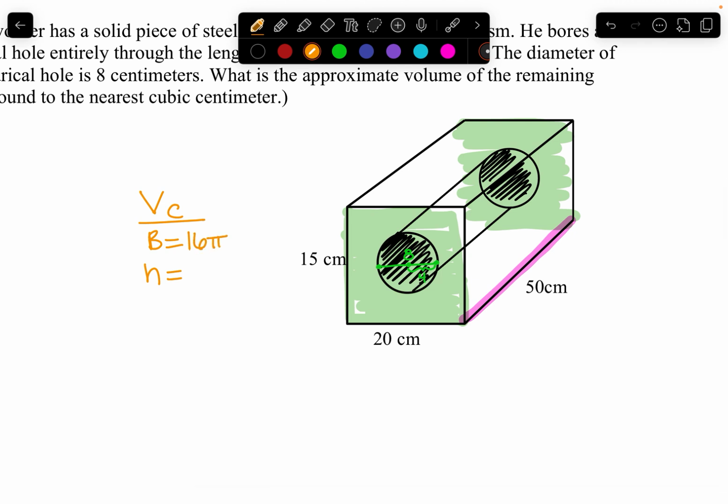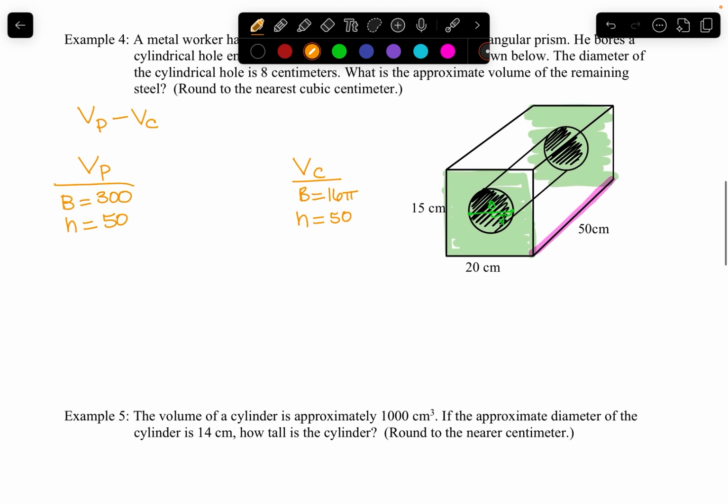And then the height is actually the same height that the prism is, because the length of the cylinder is the same length as the prism. So this will also be 50 centimeters. Okay, so what I need to do now is multiply these things together. So 300 times 50 gets me 15,000. Got to check my zeros.